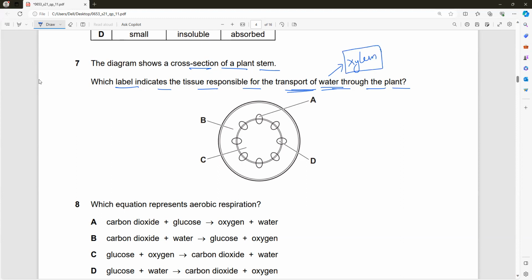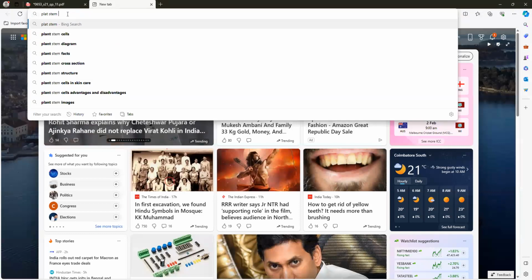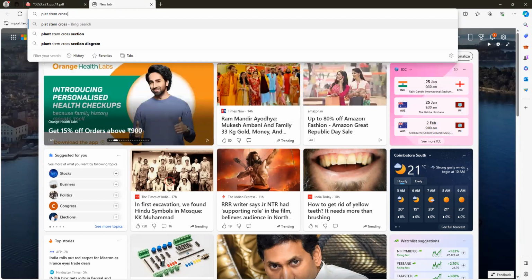Yes, please. Transport of water. What is that, guys? All of you? Transport of water, xylem. Am I right or wrong? Please respond. Everybody? So, plant stem, cross section. You all can see that.